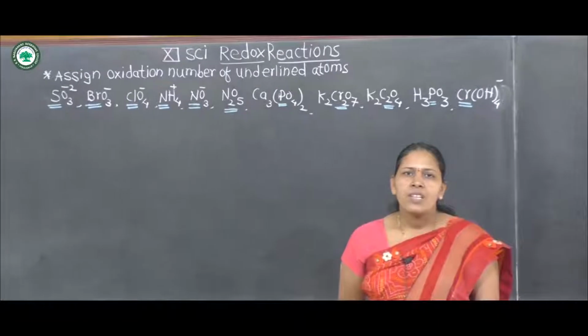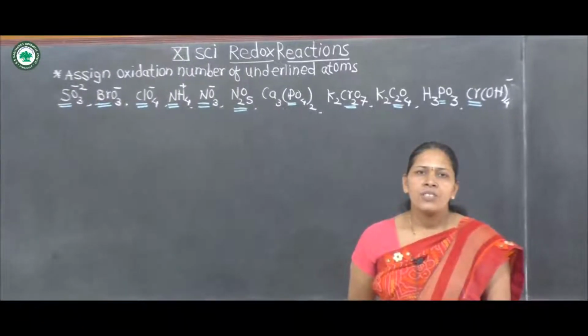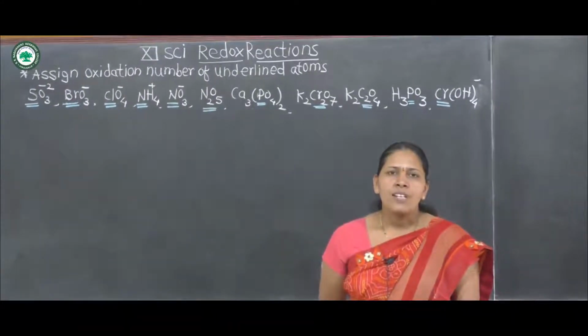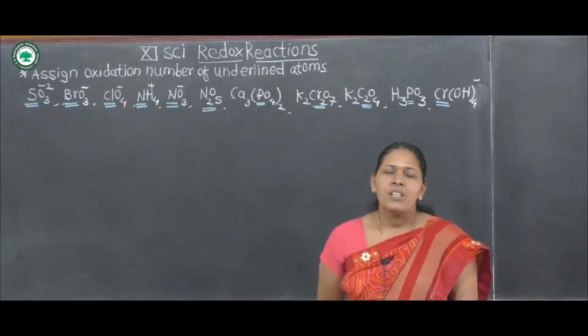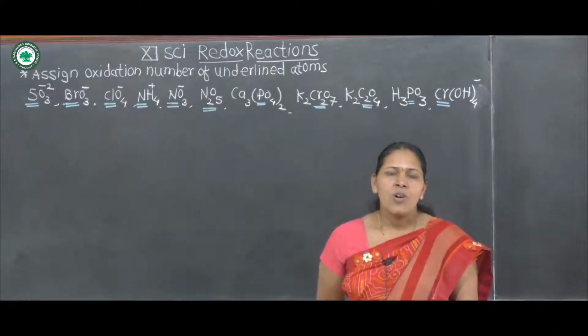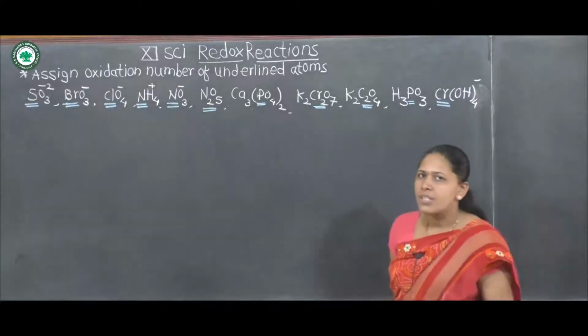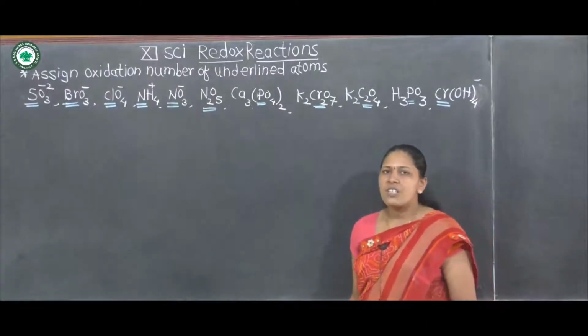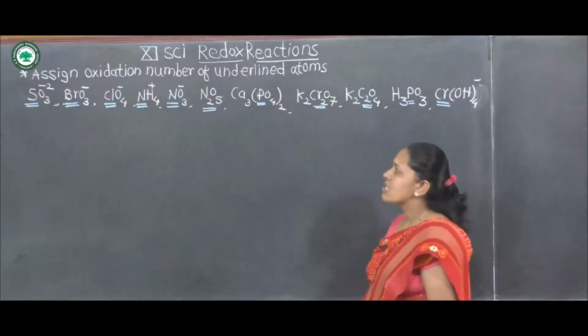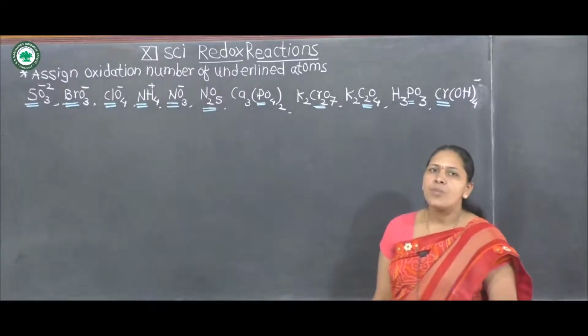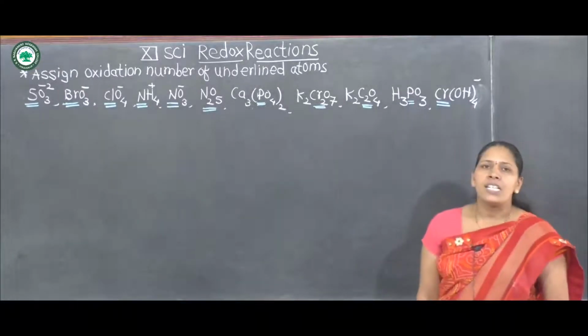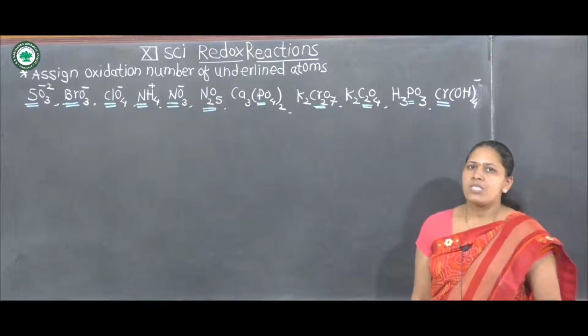Then the algebraic sum of oxidation states of all atoms in a neutral molecule is equal to 0, and the algebraic sum of oxidation states of all atoms in a polyatomic ion is equal to its net charge. These are some rules to assign oxidation state. Now the question is: assign the oxidation number of the underlined atoms in each of the following species.